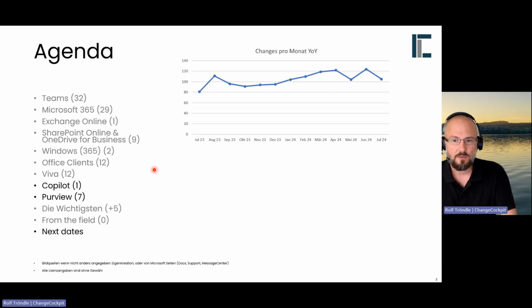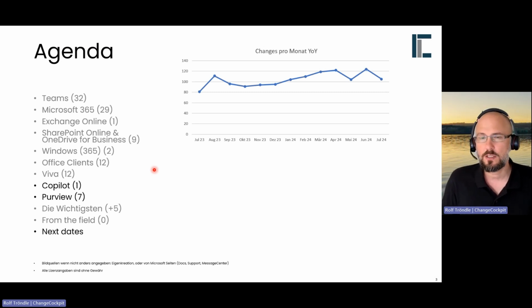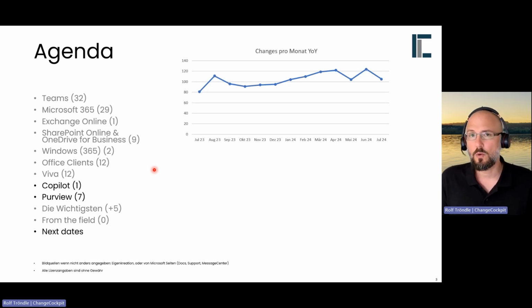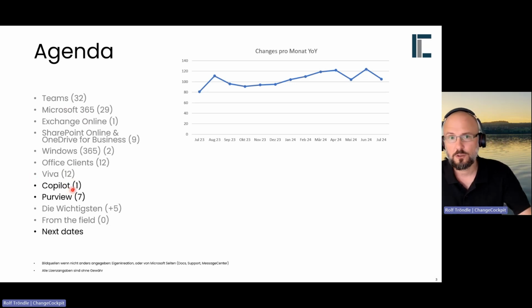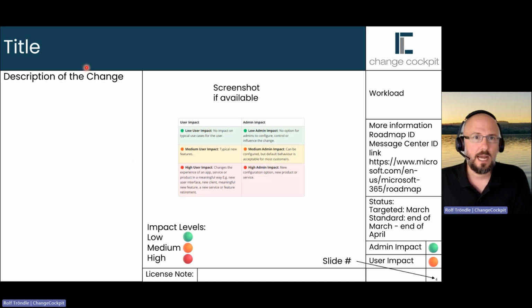So for today's agenda, for the whole ChangeCockpit, it's 105 changes which are being presented and which are rolling out in July and August only. So I focus only on the changes which are currently rolling out or in the near future. So it's only the information which matters most to you. We see here all the other workloads, but we go for Copilot with one change and afterwards Purview with 7 changes. And the slides are built as follows.